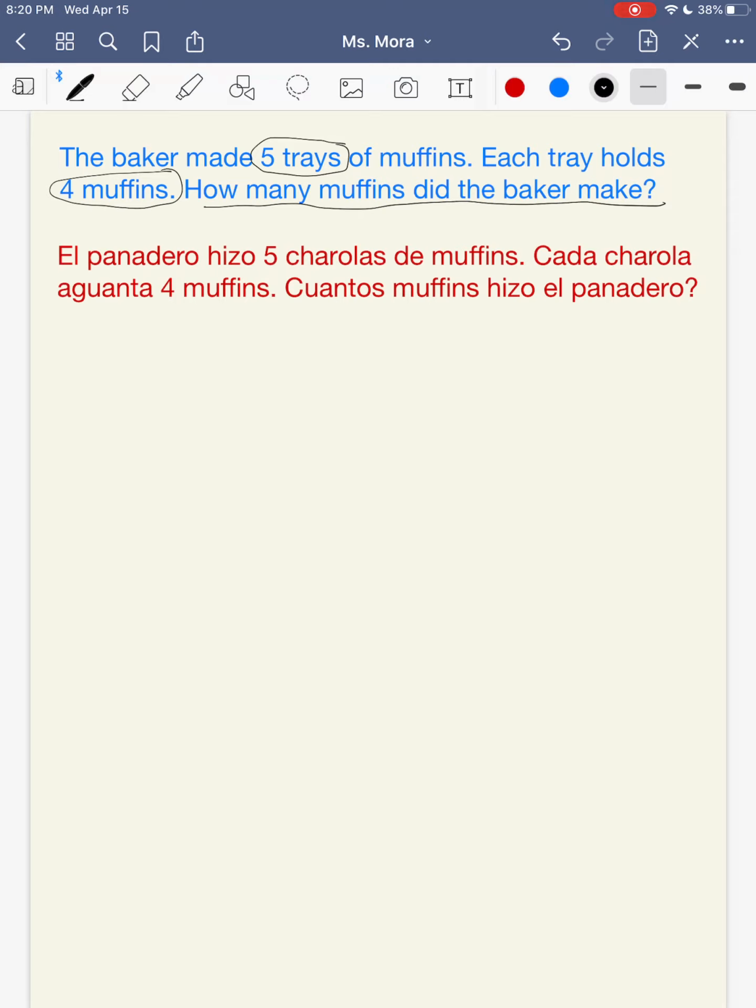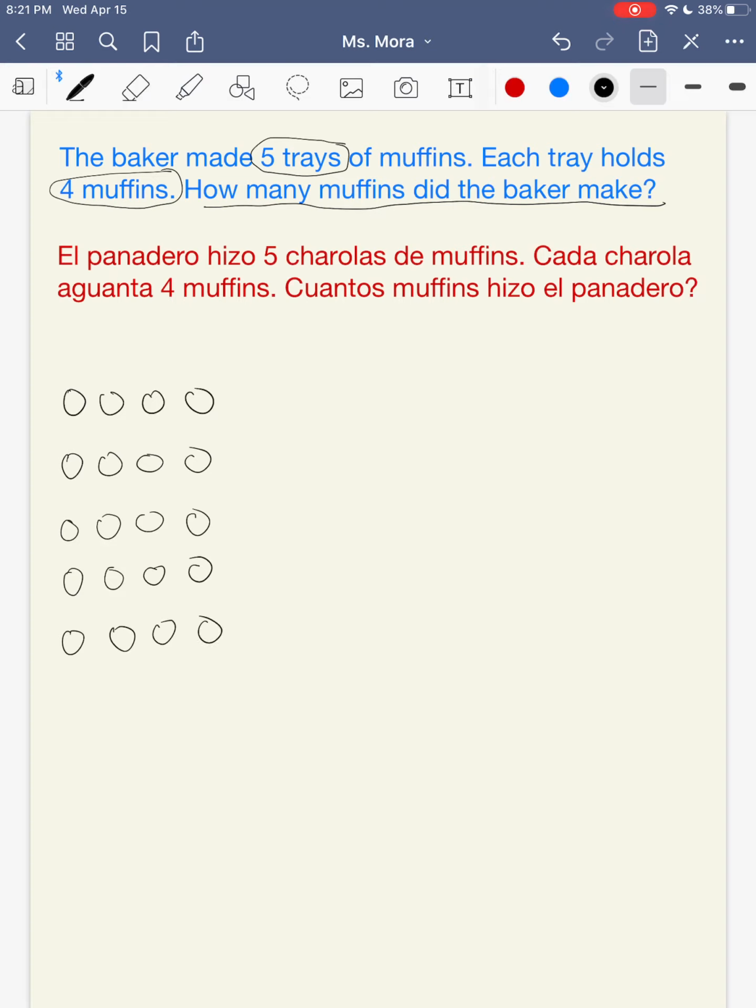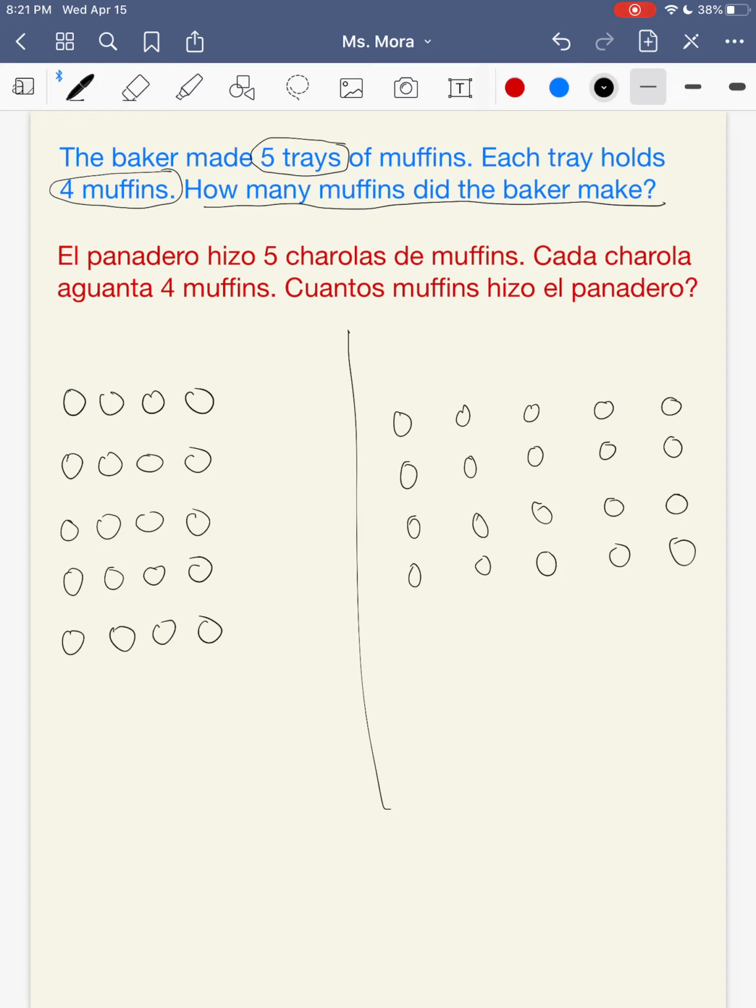So I'm going to draw rows first to show you. So I can do 5 rows of 4. So here's 1 row of 4, 2 rows of 4, 3 rows of 4, 4 rows of 4, and 5 rows of 4. Okay, or if you want to draw columns, I'm still going to draw columns of 4. So here's 1 column of 4, 2 columns of 4, 3 columns of 4, 4 columns of 4, and 5 columns of 4. Okay, both of these are correct.